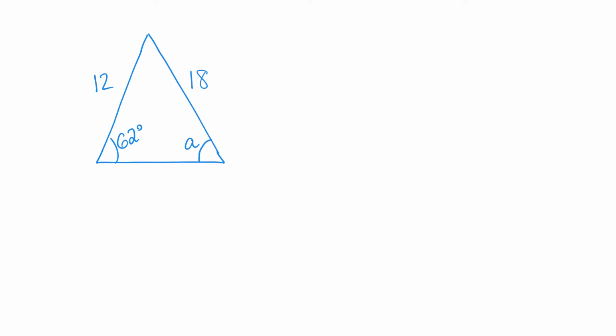And we do have a pair. I have a pair right here, I have this 18 and 62. That's a pair. And then I've got half a pair right here. I've got information about half of that pair. So sine law says, sorry, that's not what sine law says. Sine law, what we just said, was a over sine A equals b over sine B.